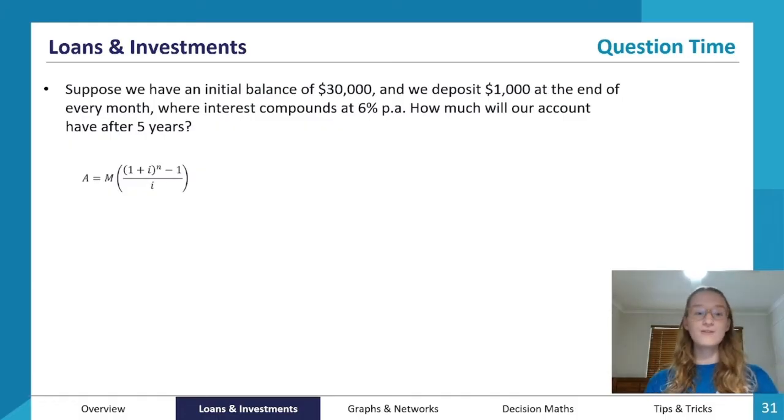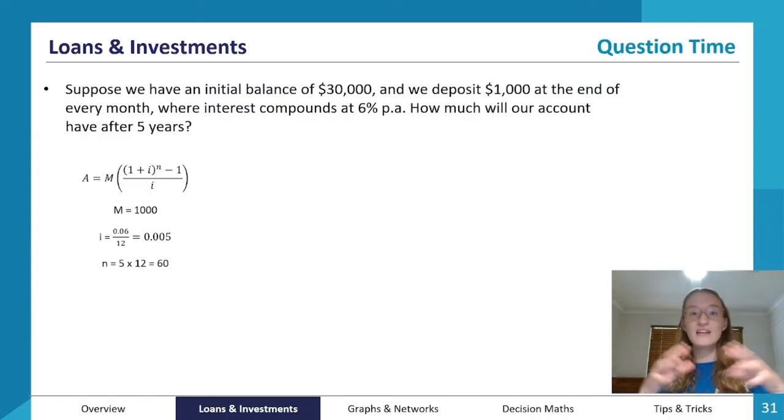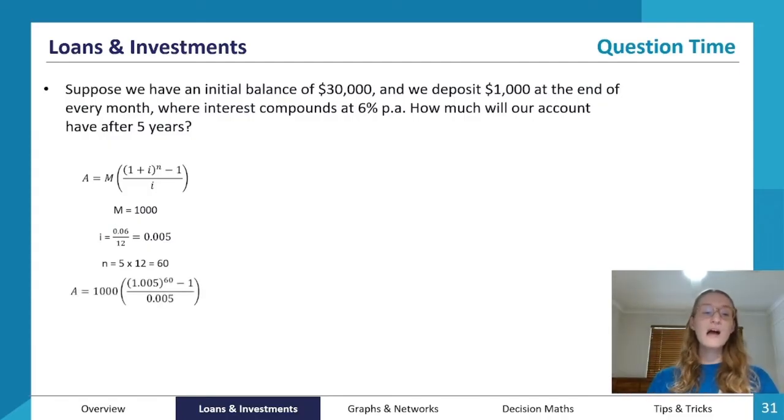So we have our annuities future value formula. We know that M, the periodic deposit, is $1,000 every month. We also know that I, the interest rate, is the decimal rate of interest, 0.06, divided by the number of compounds, monthly, 12 per year, which gives us 0.005. You can see the 1 is built into the formula here as well, so we don't need to add the 1. Then we have N, the total number of compounds. So we have 5 years, 12 months a year, so we've got 60 compounds in total. And then from there, we can just substitute into our formula.